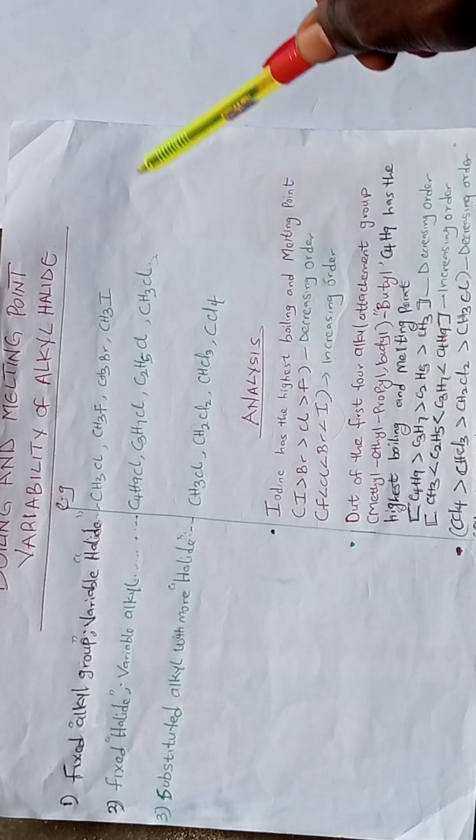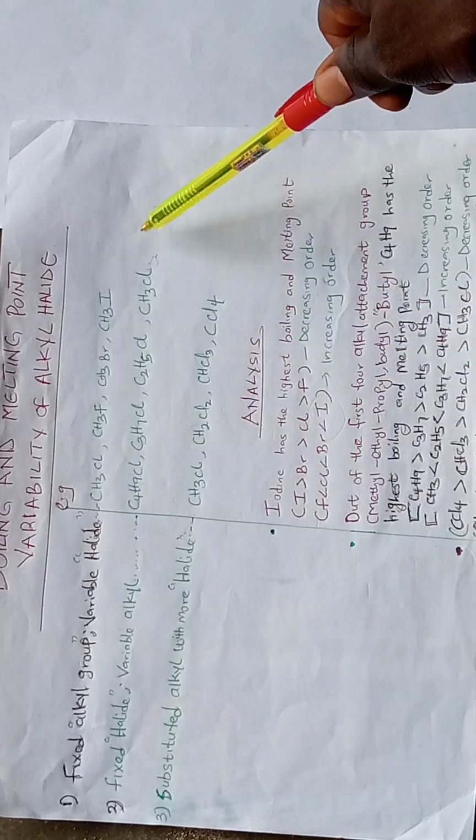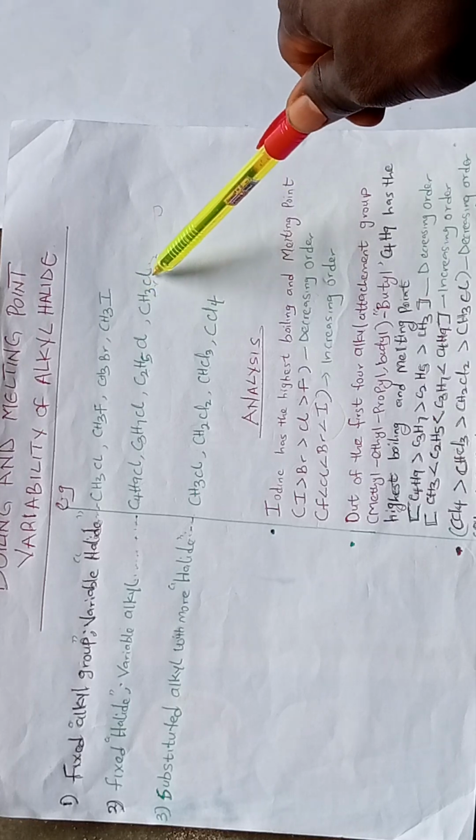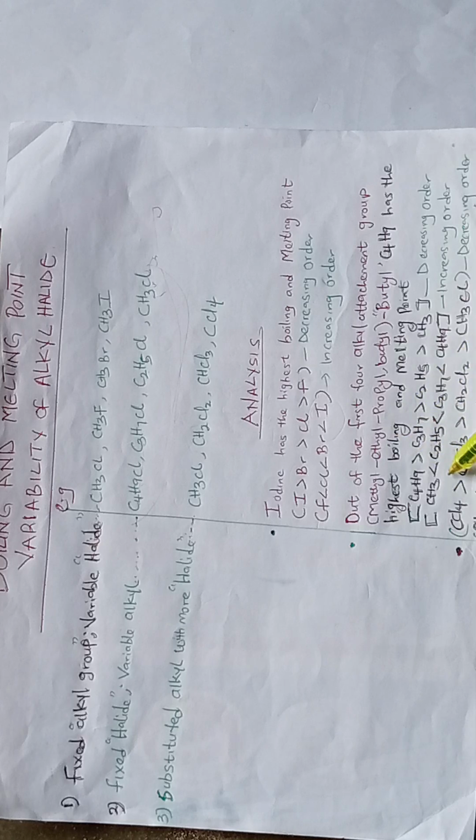But if you want to go in decreasing order, if you move from here to here, in this direction, that's decreasing order, using greater than. If you want to go backward, it's going to be methyl chloride less than ethyl chloride, ethyl chloride less than propyl chloride, and propyl chloride less than butyl chloride. That's increasing order. For increasing order, you are going to use the less than symbol. For decreasing order, you are going to use the greater than symbol.